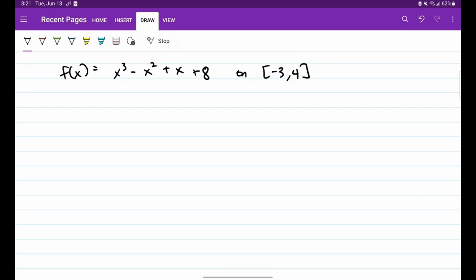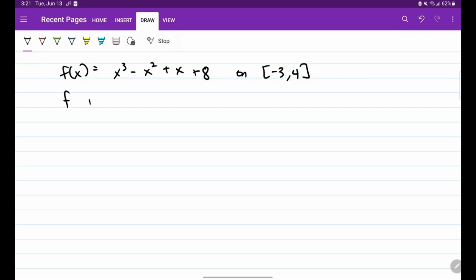Okay, so welcome back. In this video, we will be having an example for the mean value theorem. So we have here the polynomial x cubed minus x squared plus x plus 8 on the interval negative 3, 4. Again, pag sinabi natin na mean value theorem, kailangan natin masatisfy yung dalawang condition.